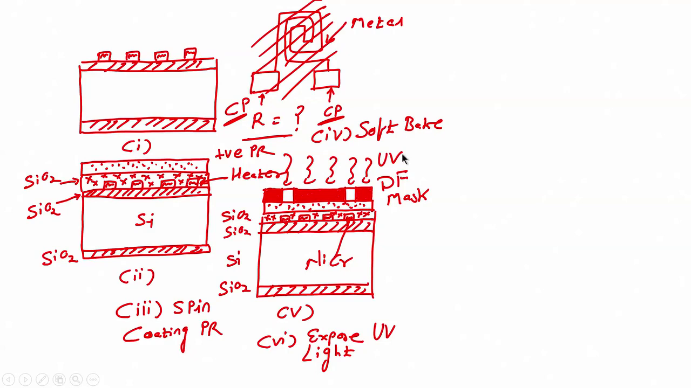What will happen? What kind of photoresist is here? Photoresist is positive photoresist. The area which is exposed will get weaker, the area which is not exposed will get stronger. So, after this I have to perform, let us say step number 7, since step 6 is done.